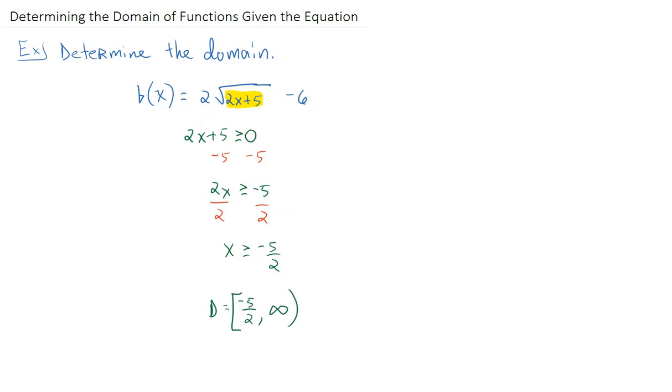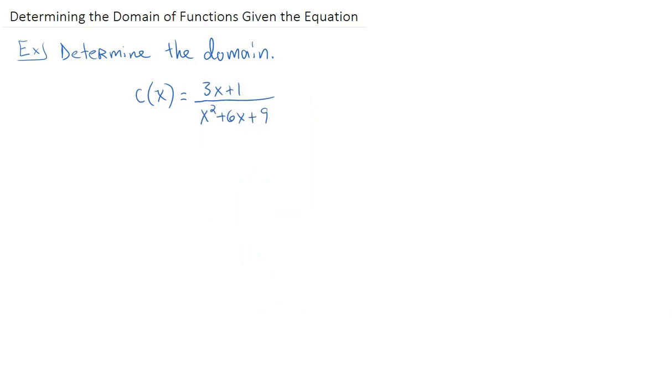Alright, let's do one more. Let's look at c of x equal to 3x plus 1, all of that divided by x squared plus 6x plus 9. So we have a rational function. The issue here would be division by 0. What happens in the numerator does not matter. I just need to make sure that the denominator does not equal 0.